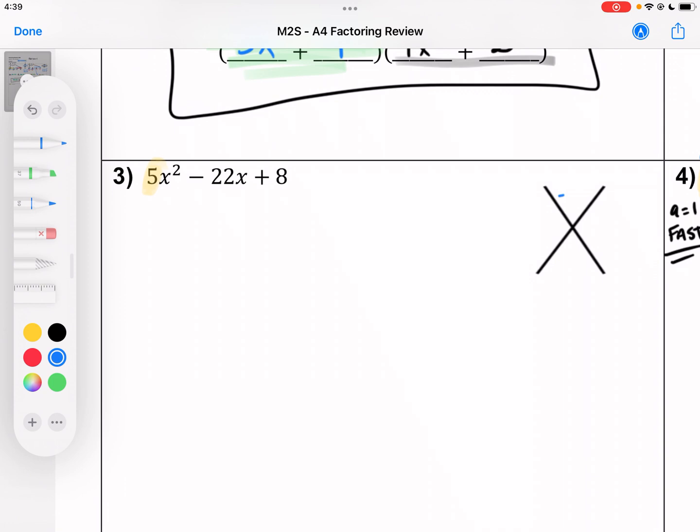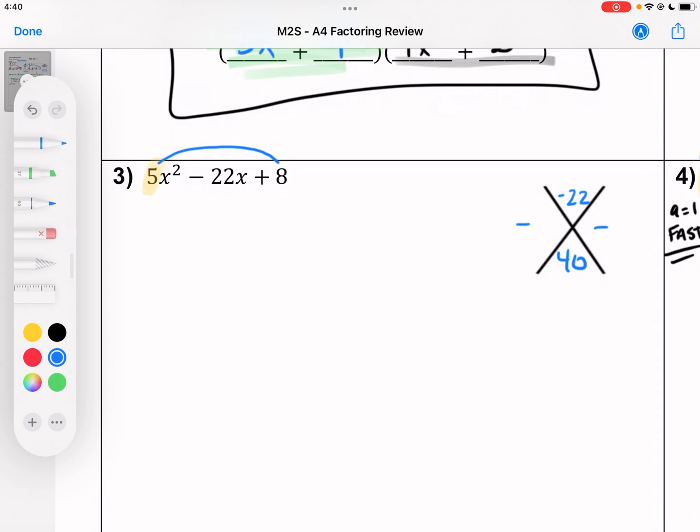So -22 is on the top. That's our b value. Then I multiply, so 5 times 8 is 40. Okay, so there's going to be negatives again, because there's a negative somewhere. Notice the bottom number is positive, which means both of these should end up being negative, because a negative times a negative gives you a positive.